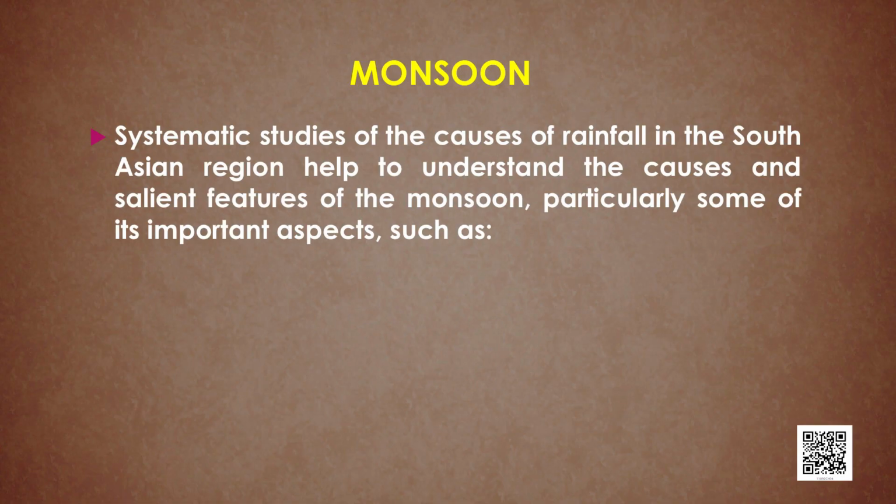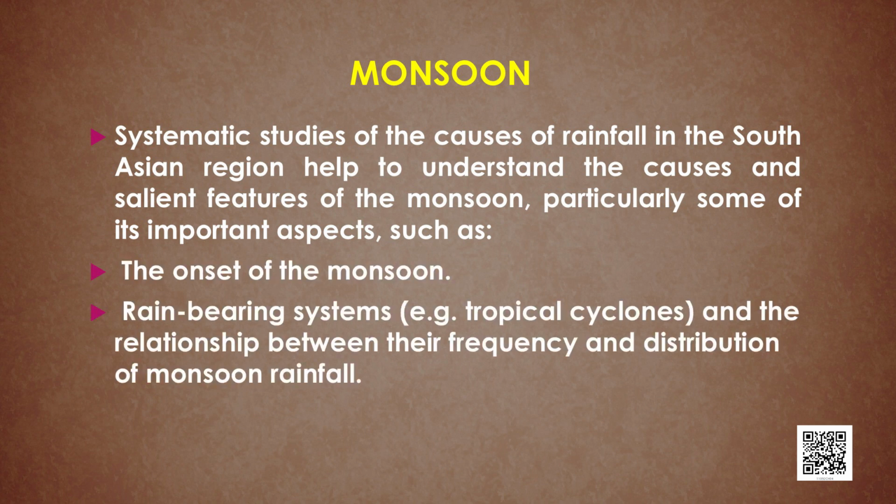So, systematic studies of the causes of the rainfall in the South Asian region help us in understanding the cause and the salient features of monsoon, particularly the important aspects like when is the onset of monsoons, do we get proper rainfall this year or will it be lighter, and what do we mean by break in monsoons, and of course the two branches because we are surrounded by the Bay of Bengal and Arabian Sea.